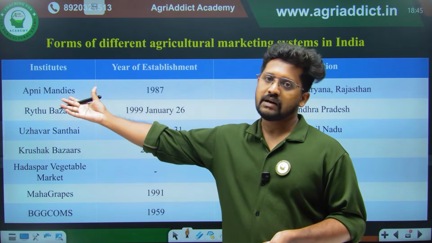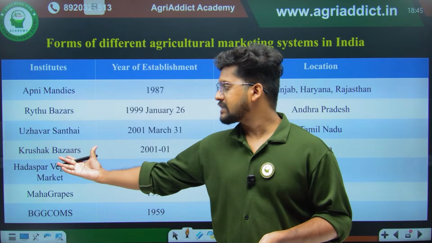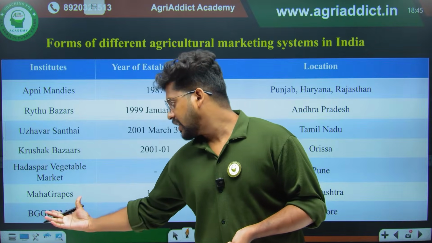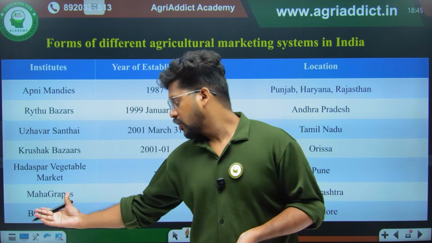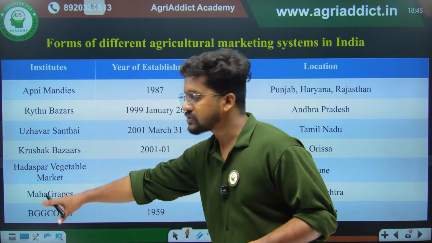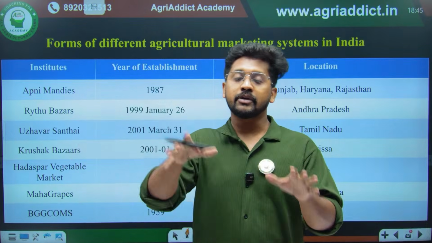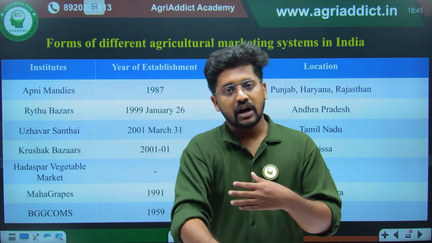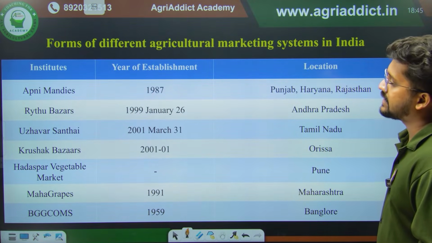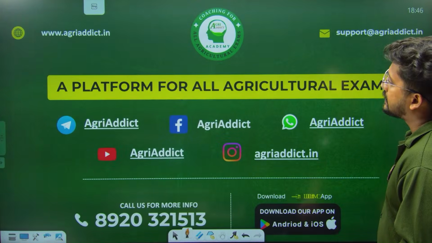Apni Mandi or Kisan Mandi in Punjab and Haryana, Raitu Bazar in Andhra Pradesh and Telangana, Uzhavar Sandhai in Tamil Nadu, Krishak Bazars in Odisha, Hadapsar Vegetable Market in Pune, Maharashtra, MahaGrapes in Maharashtra, BGGCMS, Bangalore Grape Growers Cooperative Marketing Society in Bangalore, Karnataka. All these are examples of farmers markets or direct marketing systems. Farmers come directly to the market, consumers come directly to the market, and the farmer sells the produce directly to the consumers. So you should always remember the locations or the states where these different forms of agricultural marketing systems are practiced.